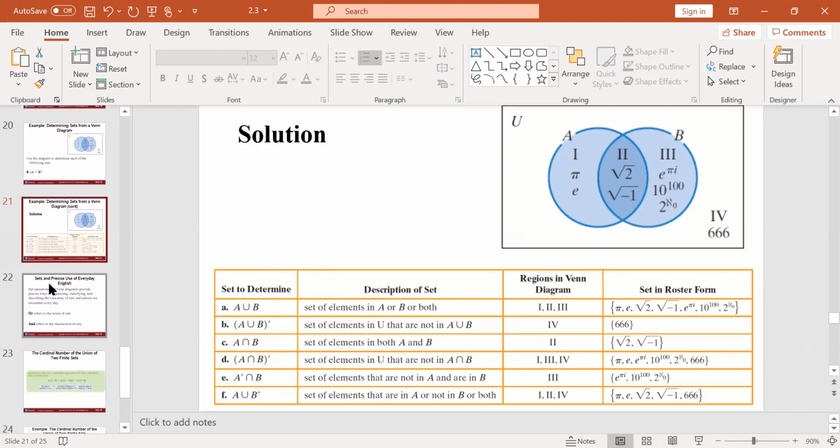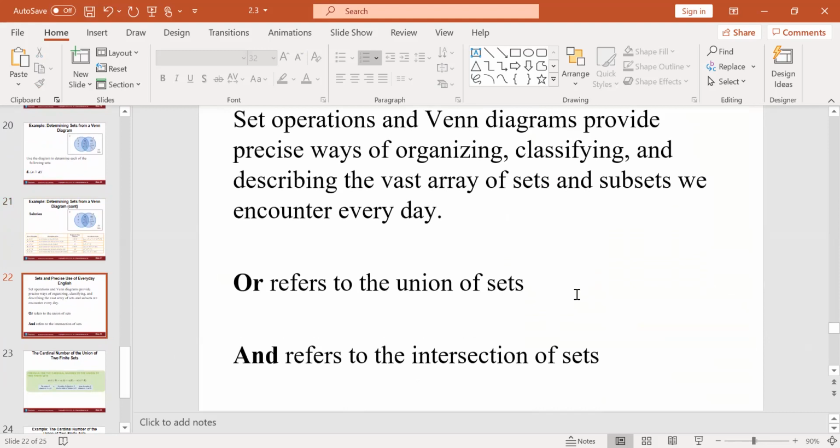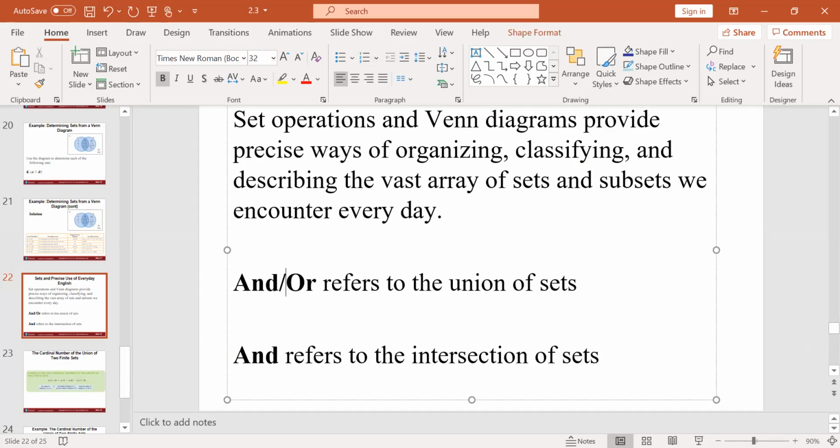Okay, now this next part here is very true, and we've kind of talked about it already: organizing the set theory with actual English words, what they apply to. The word or in English refers to the union of sets. And remember, it's actually and/or. So this thing is almost right. I just write it directly onto the PowerPoint. It's actually and/or, but you can just say the word or to be concise.